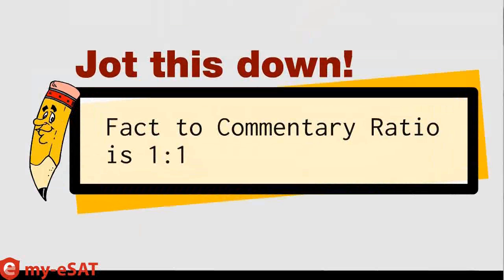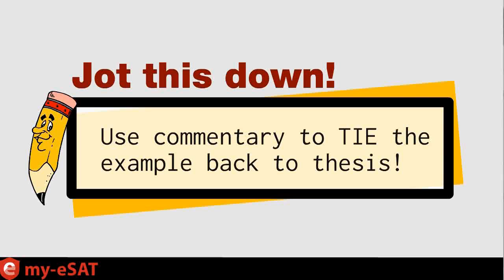Before we move on to the next paragraph, I want you to quickly note that the ratio of fact to commentary is roughly 1-to-1. Do you see that? You have roughly the same amount of yellow as you have blue. That is the golden ratio, and it's something you want to keep. So jot this down. The golden ratio of fact to commentary is 1-to-1. Also, jot this down. You always use your commentary to relate your example back to your thesis.